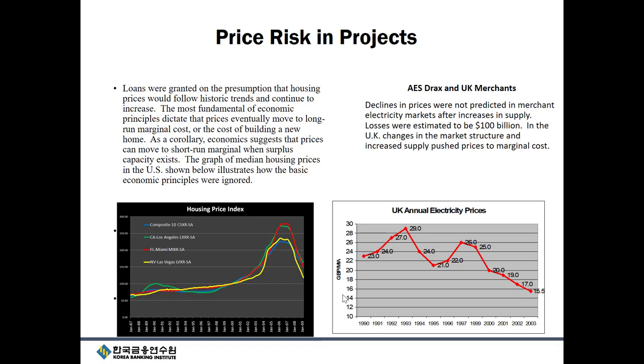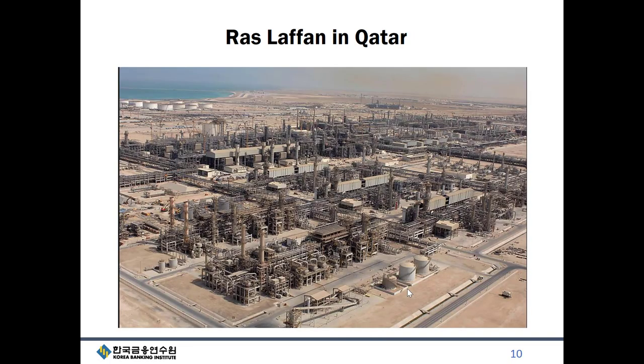Here are some price risk examples, to understand how a price bubble occurs. What is a price bubble? Or do you have long-term differences between the price and the marginal cost? So the first example I'm going to use is Ras Laffan.